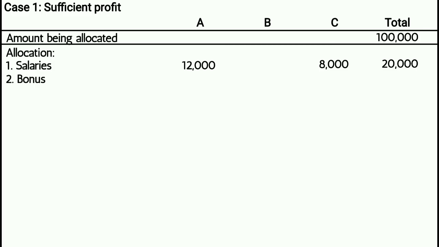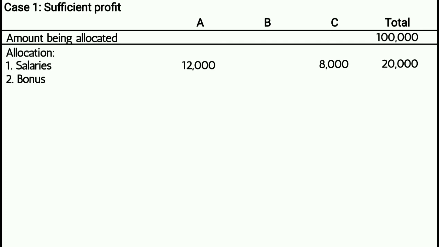Next, bonus. Sa bonus naman, the partners are entitled to bonus if and only if the partnership earns a profit. If the partnership incurs a loss, the partners are not entitled to any bonus. It says here in the problem that there is 10% bonus to A based on profit after salaries, but before deducting the bonus. Since may profit ang partnership dito sa case 1, entitled sa 10% bonus si A.